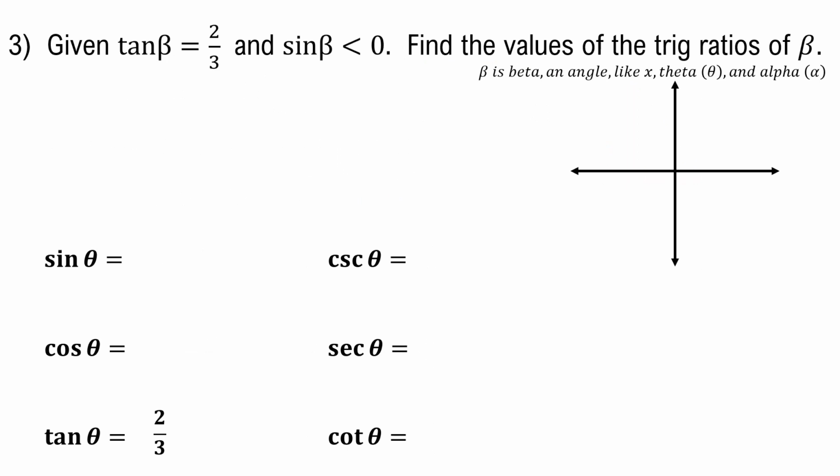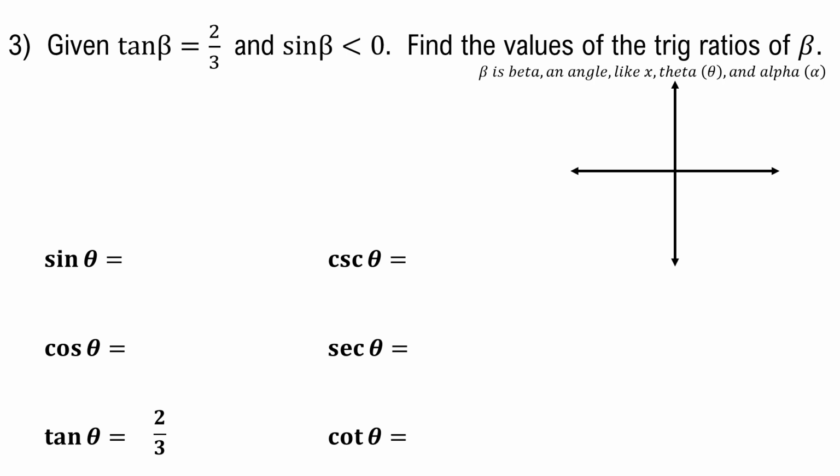Example 3. Given tangent of b, or beta, equals 2/3, and sine of beta is less than 0. Okay, so beta is another representation for an angle, just like x, theta, alpha. So same kind of thing. Again, find all the trig ratio values of angle beta. They gave me tangent of beta to equal 2/3, so I go ahead and list that. You can go ahead and do its reciprocal, cotangent. That would be 3/2. Okay, we'll come back to it.